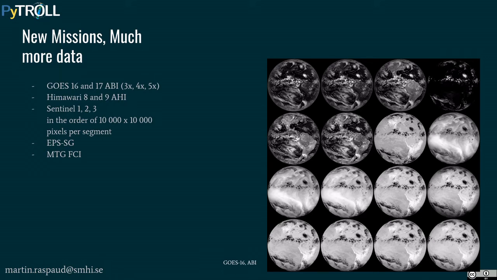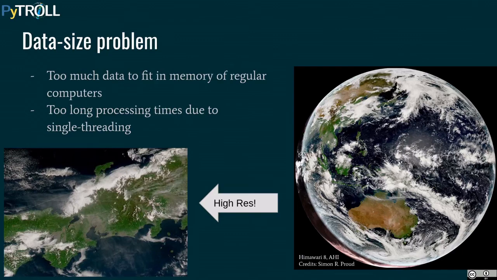We have the Sentinels 1, 2, 3, which have granules on the order of 10,000 by 10,000 pixels, and of course, the upcoming EPS second generation satellites and the METEOSAT third generation satellites with the FCI instrument on board will produce huge amounts of data that we would like to process operationally. These very large datasets might be problematic in several regards. First, it's too much data to fit in the memory of a regular computer, and that might prevent you from just working with the satellite data that you want on your laptop.